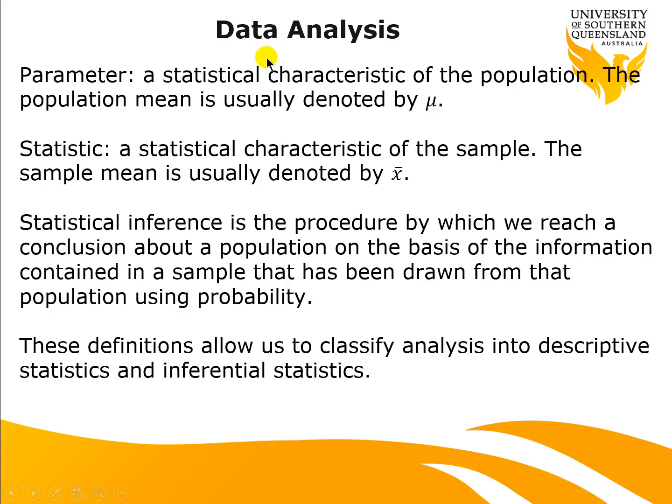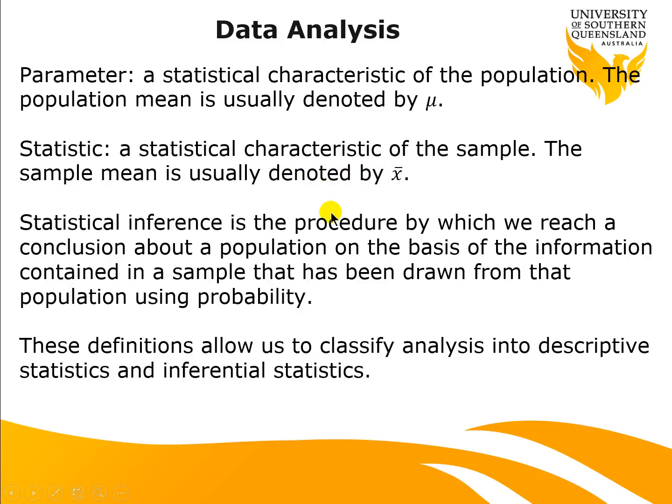So a parameter is a statistical characteristic of the population, and the population mean is usually denoted by mu. This little U symbol here is called mu. A statistic is a statistical characteristic of the sample, so the mean is X bar.